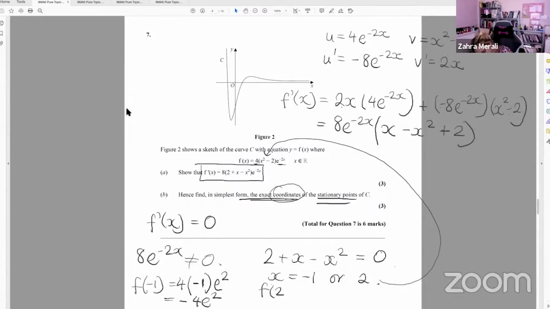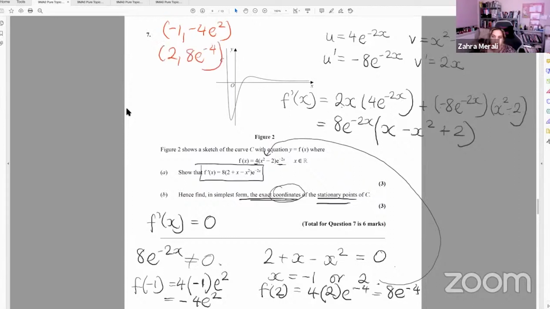And f of 2 is 4, 2 squared, which is 4, minus 2, which is 2. e to the minus 2 times 2, which is minus 4 as well. So you're going to get 8 e to the minus 4. So your final answer will be your stationary points are minus 1, minus 4e squared, and 2, 8e to the minus 4. And because it asks for coordinates, you need your x and you need your y values. Okay.